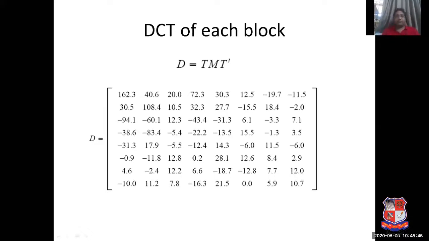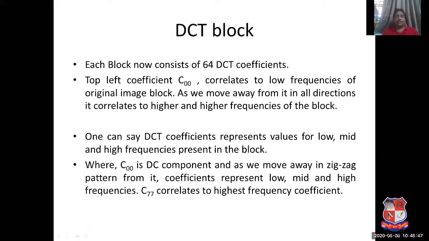Okay. Now let's move further. Once you have got the DCT of each individual block, what you need to do is observe the values. Each block consists of 64 coefficients because it is 8 cross 8. So total 64 pixels are there, and now total 64 DCT coefficients are there.